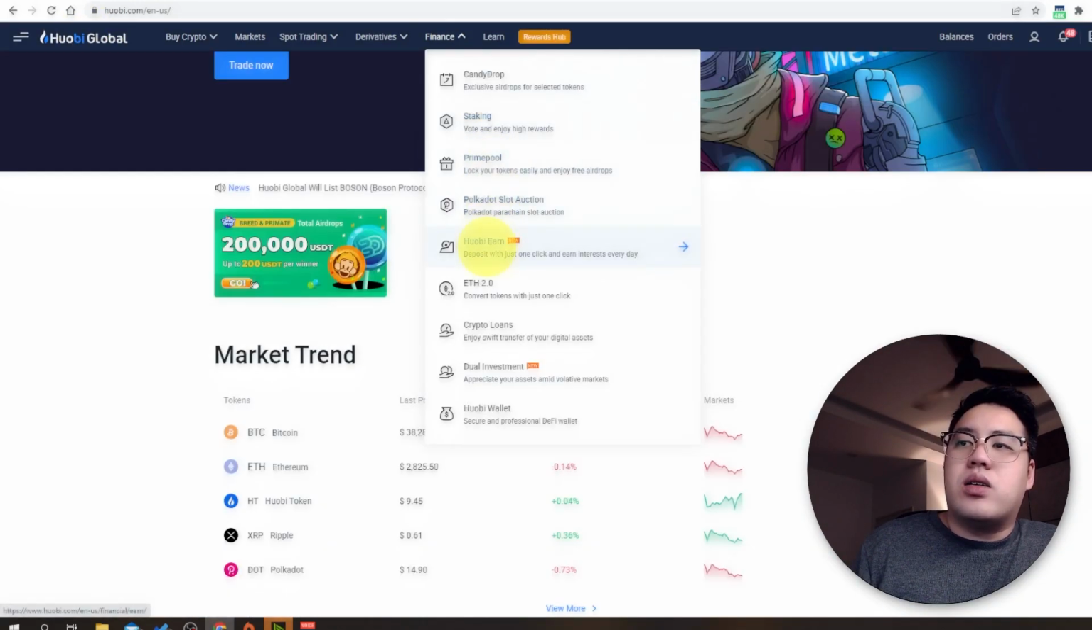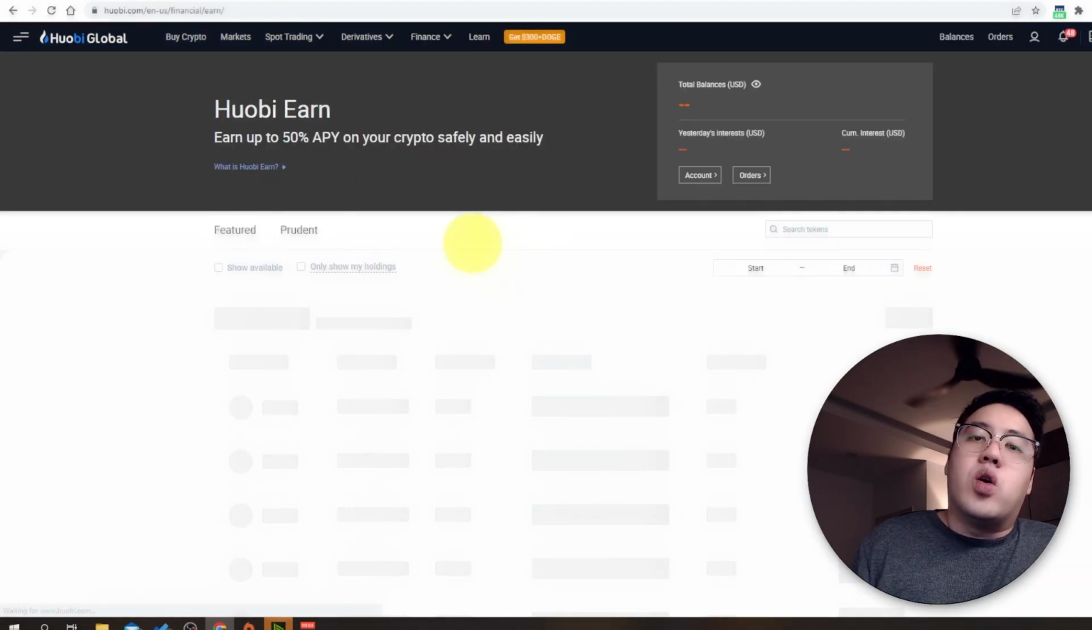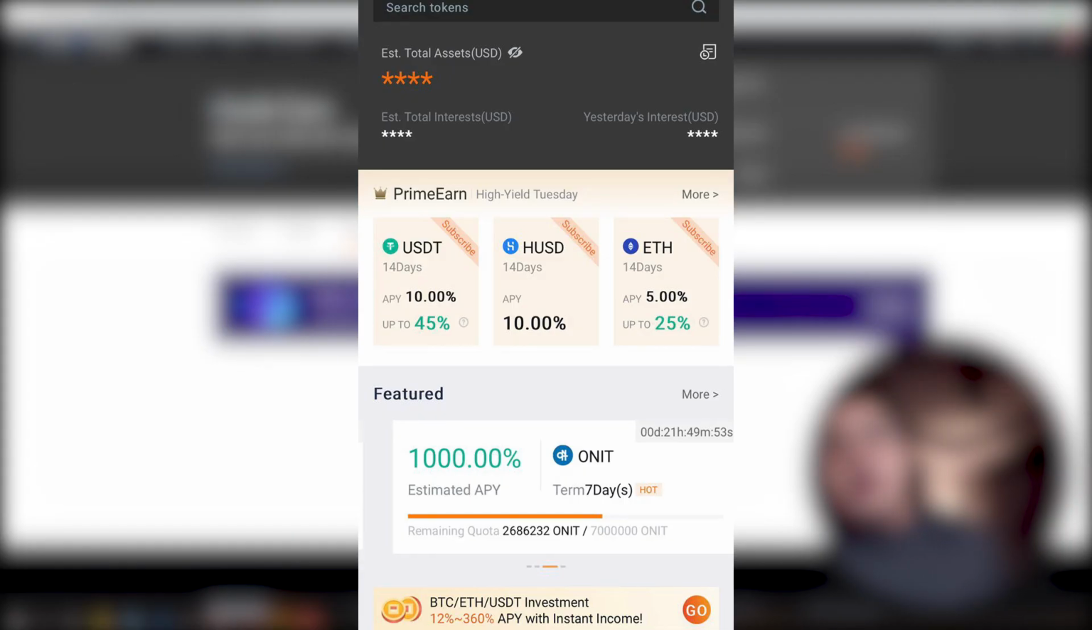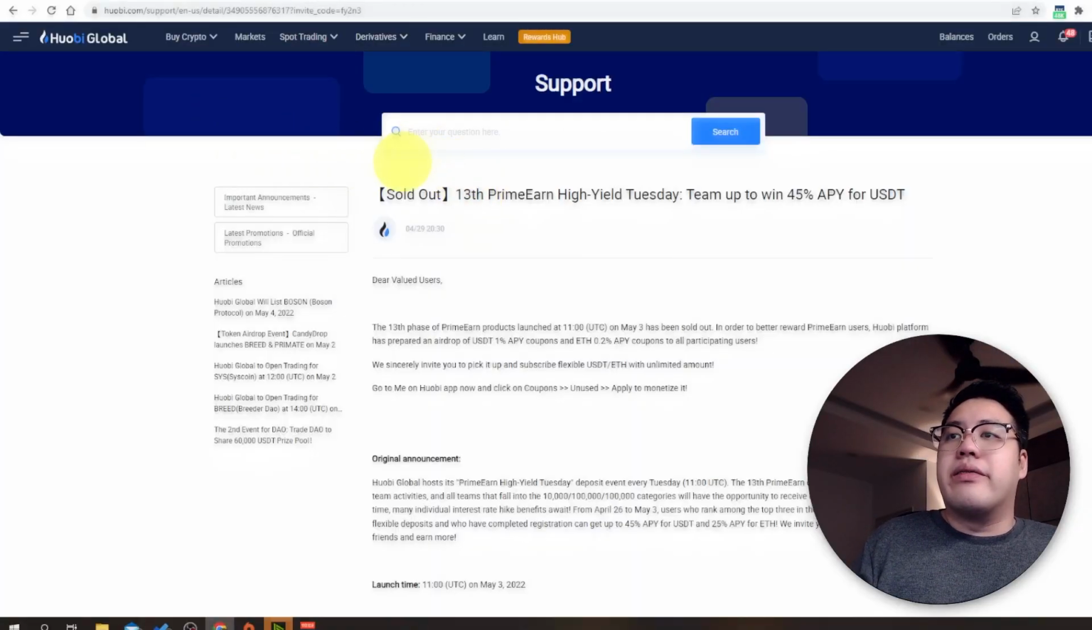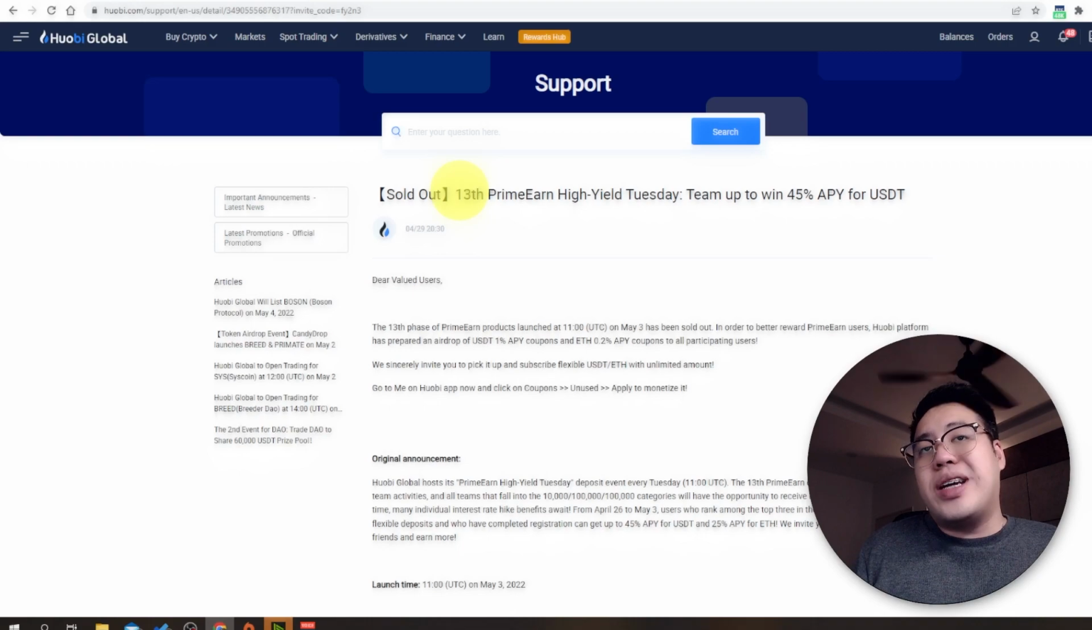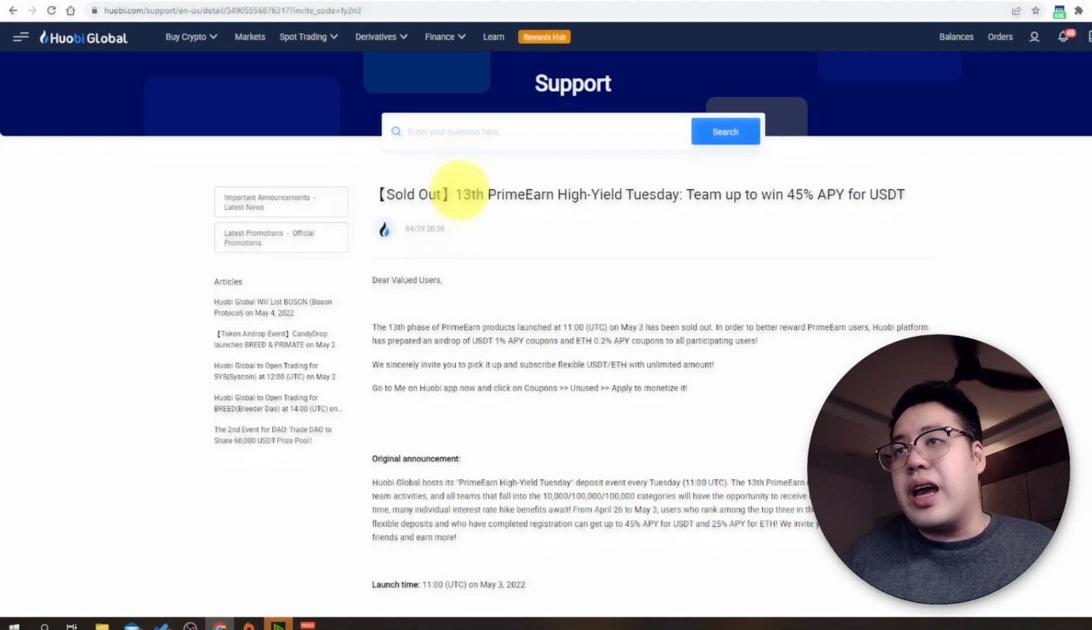If you manage to click on this and you go into your phone, on your app, you will be able to see this Prime Earn High Yield Tuesday event. Since it's sold out, let me go through it with you. This is a very important thing, and I think this event will attract a lot of users to stake more of their tokens, because when you're not trading you have nothing to do with your tokens. You just leave them in your wallet, or maybe send them out to your cold wallet and let them be there until the bull market kicks in, correct?